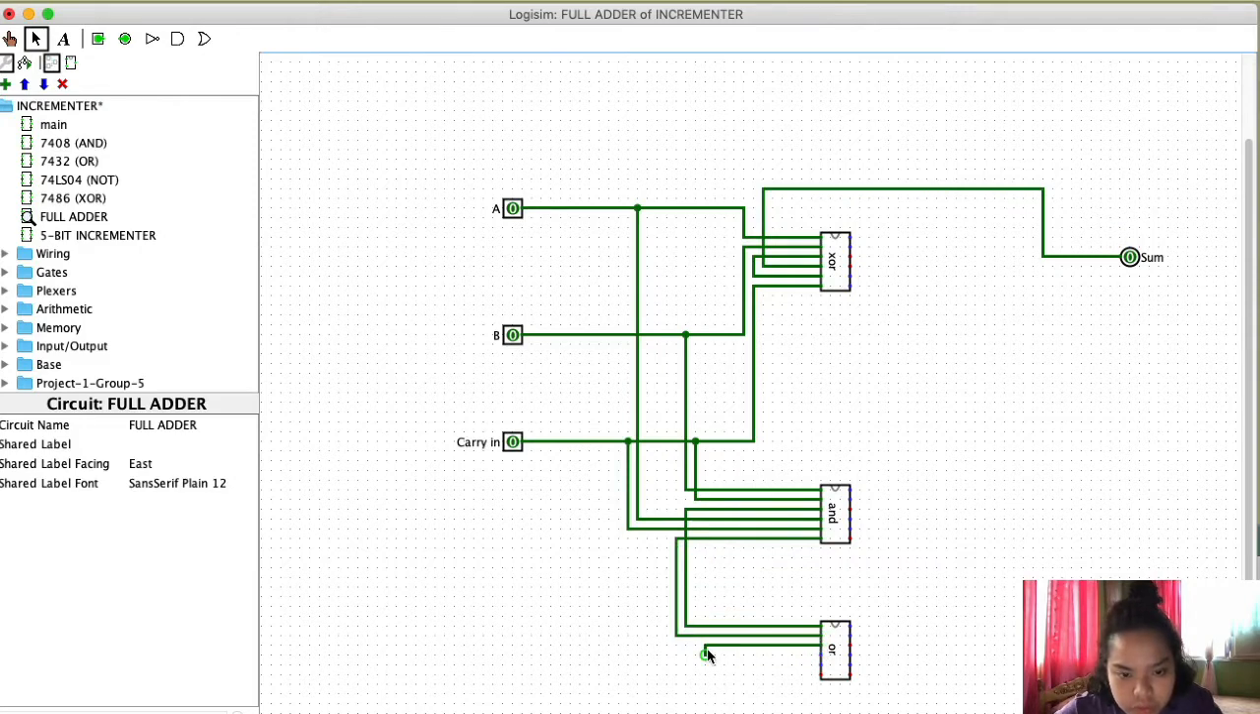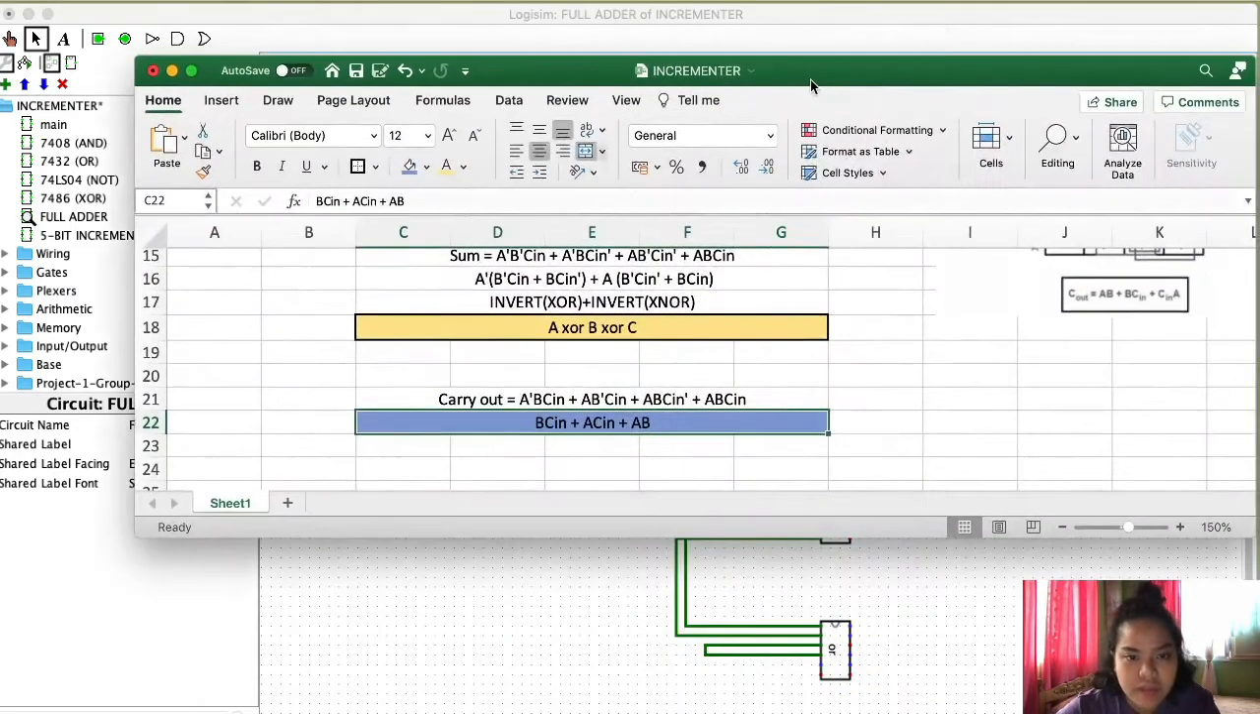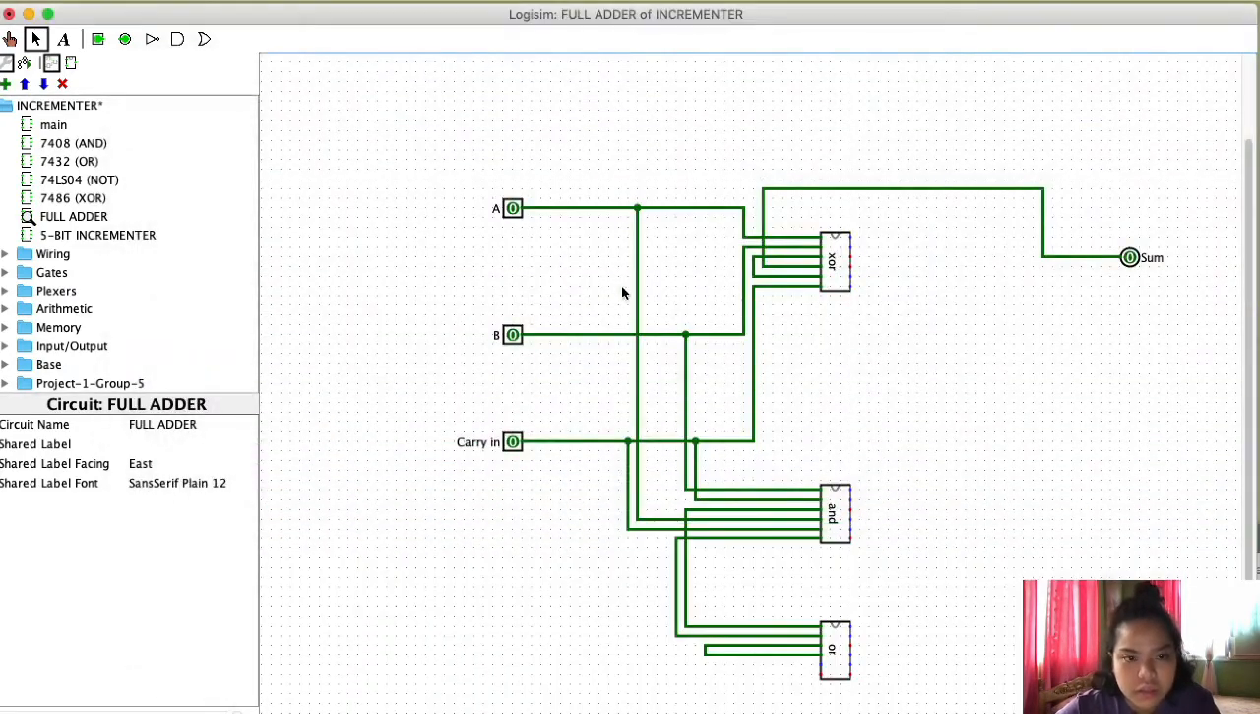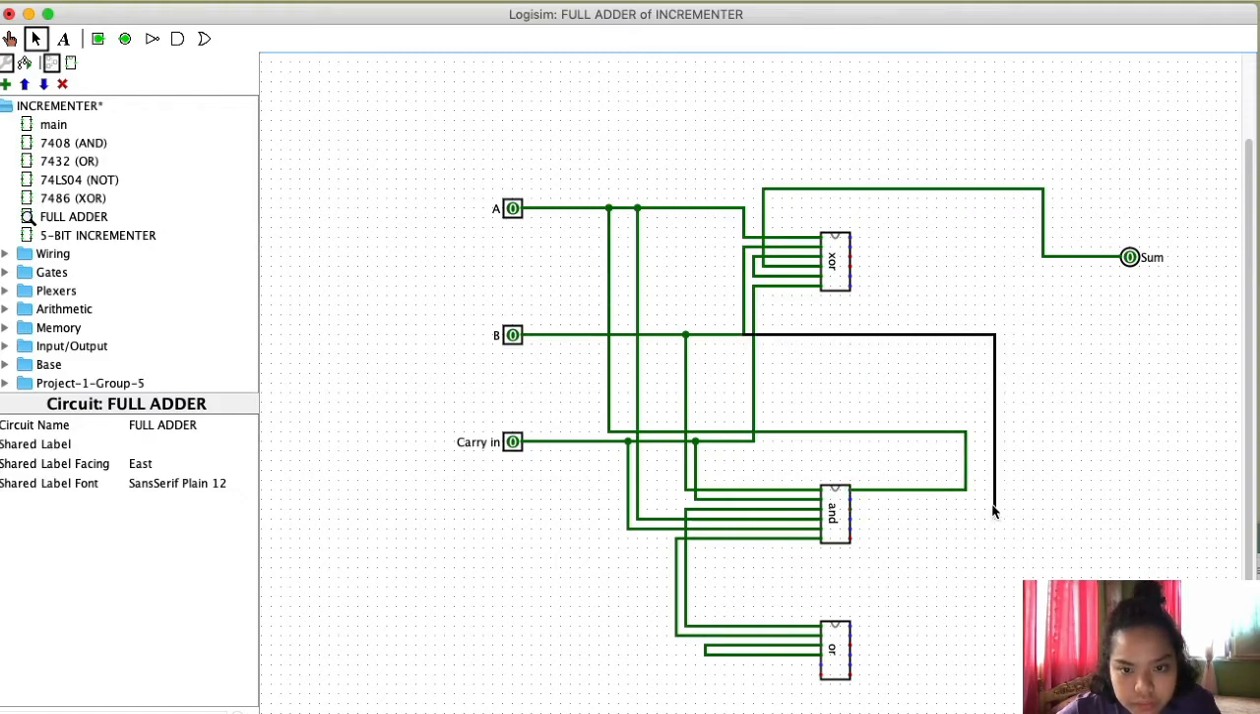Then their output will serve as the first input for the second OR gate. And lastly, we have A ANDed with B. So that will be A ANDed with B. Then their output will serve as the second and final input of the second OR gate.